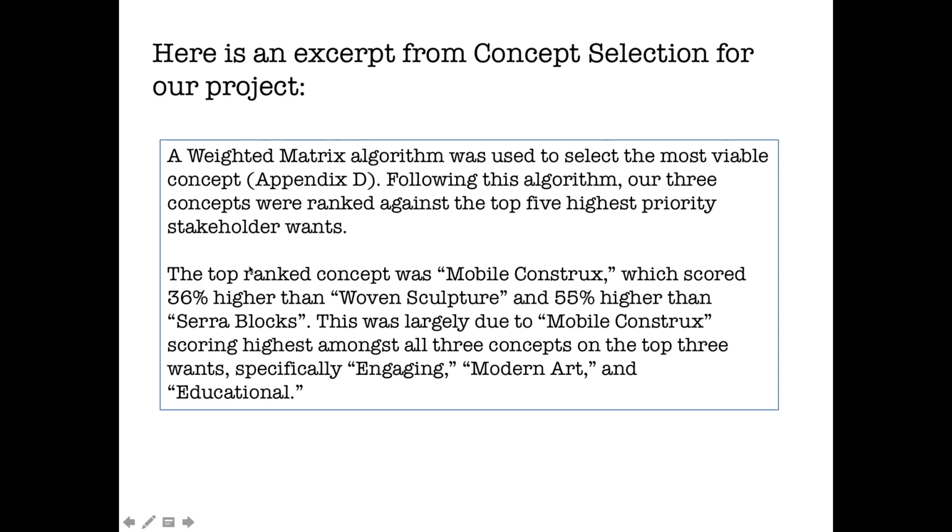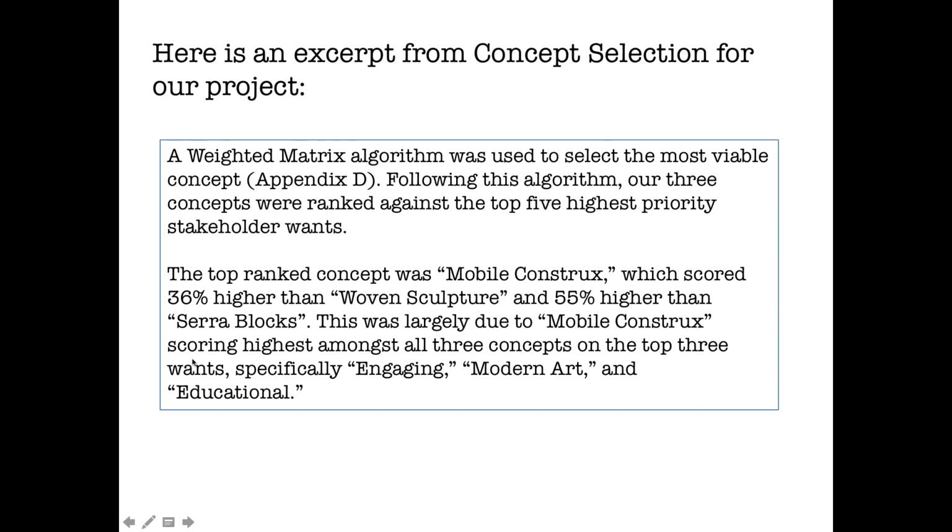Okay, and then here are the results. The top ranked concept was Mobile Constructs, which scored 36% higher than Woven Sculpture and 55% higher than Sarah Blocks. This was largely due to Mobile Constructs scoring highest amongst all 3 concepts on the top 3 wants, specifically engaging, modern art, and educational. So I talked a little bit about why Mobile Constructs was coming out on top, right? I just didn't leave it hanging. This is important because you should always know why something is happening. You want to explain your results, okay?